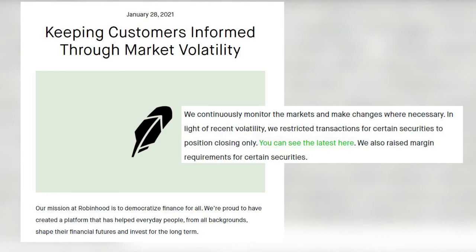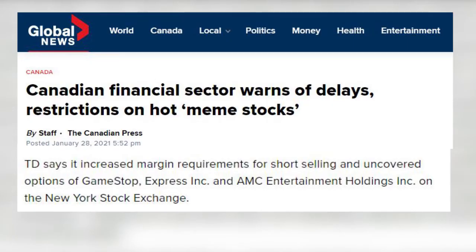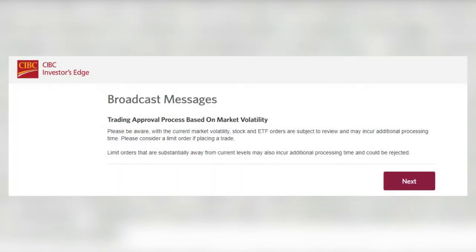Now in Canada, as far as I know, brokers were not fully restricting trade in these stocks. Wealthsimple provided a warning in regards to market volatility with these stocks. I think the TD platform had some restrictions on margin and options trading for these stocks. On the CIBC investing platform, it gave a similar warning regarding volatility and that additional processing time might be needed.